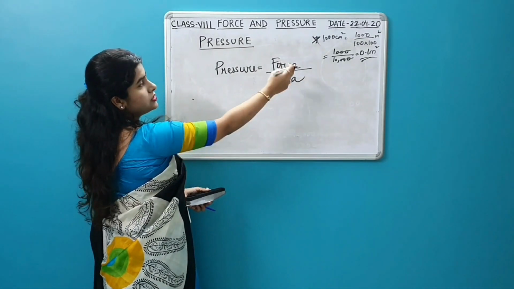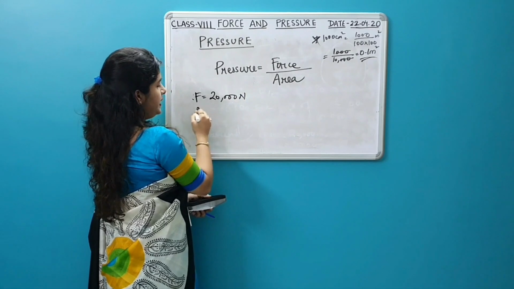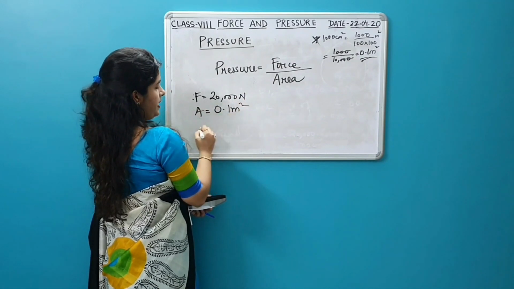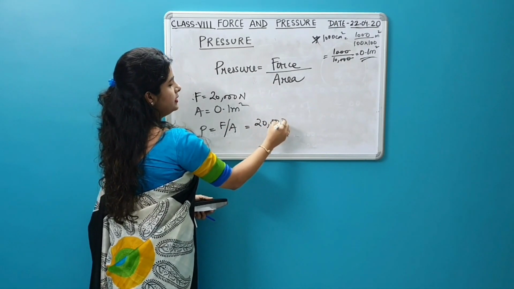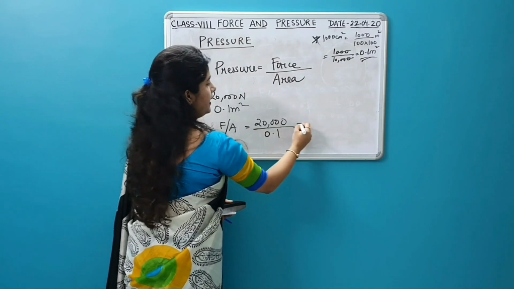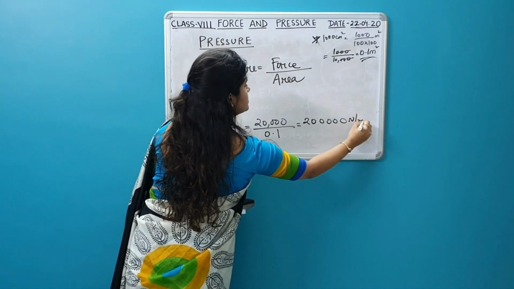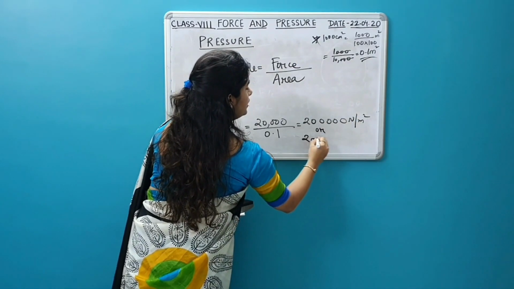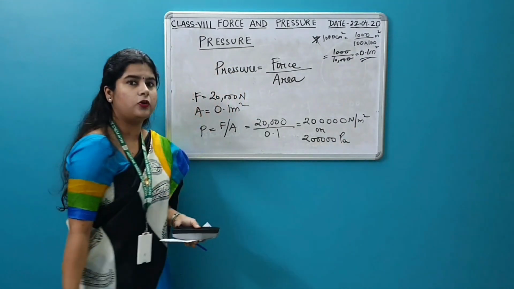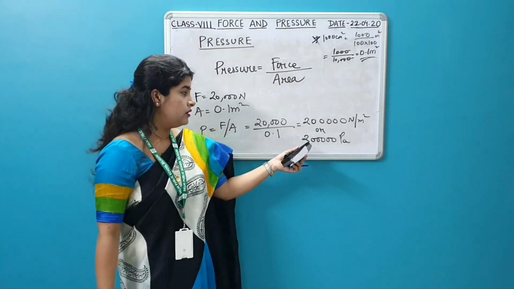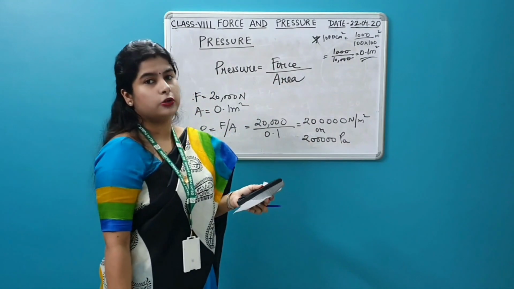So since my force is 20,000 Newton and my area is 0.1 meter square, my pressure is force by area, that is equal to 20,000 divided by 0.1. That comes to 2 lakh Newton per meter square or 2 lakh Pascal. Newton per meter square is also known as Pascal. I hope I have made myself clear. Is it okay? So it comes to 2 lakh. Clear? So this is the first question.